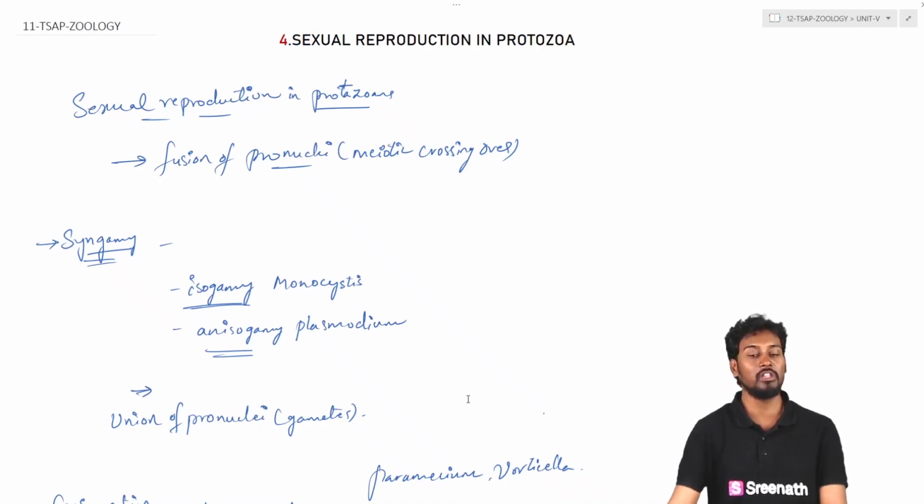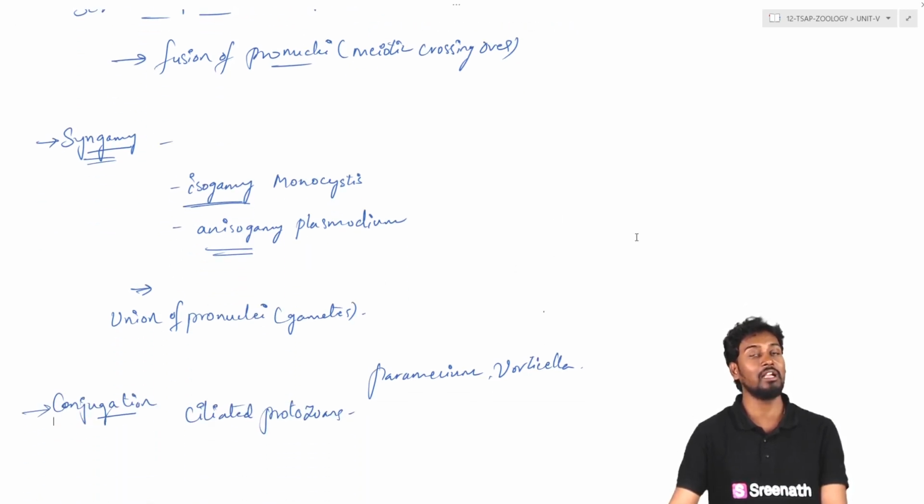Next వచ్చేసి it's about the sexual reproduction in protozoans. Here we can see that it is generally taking place even in case of protozoans, but not at a very advanced level as in case of higher organisms. So here we are discussing about the fusion of the pronuclei, that is meiotic crossing overs, and also about the syngamy, that is the isogamy and also anisogamy, and also fusion of the pronuclei.